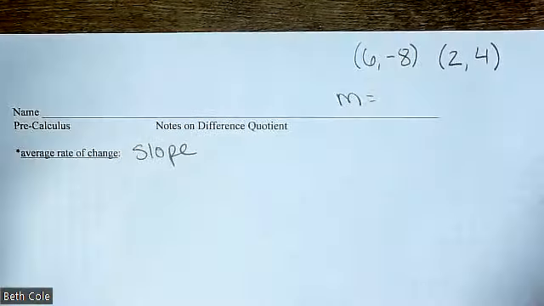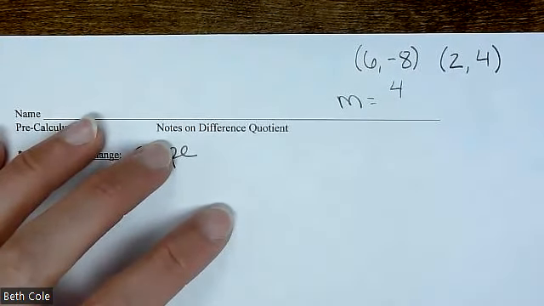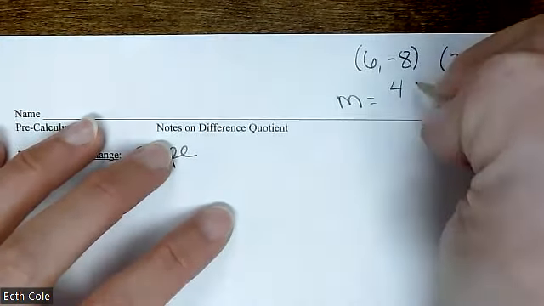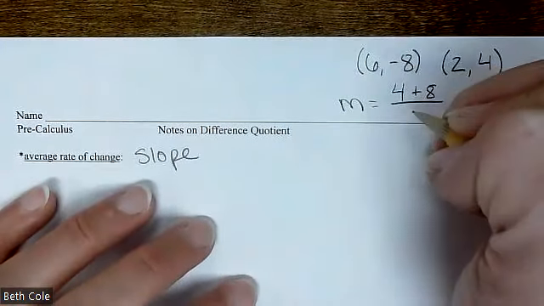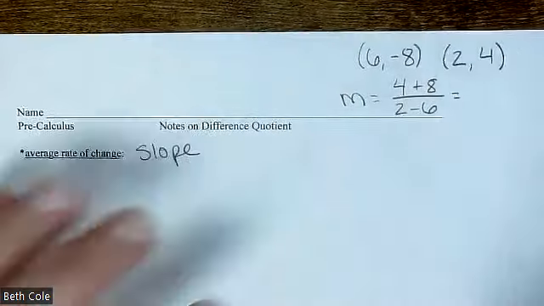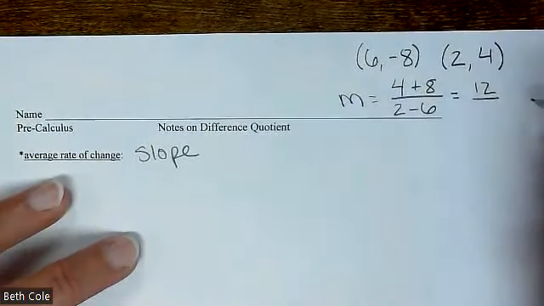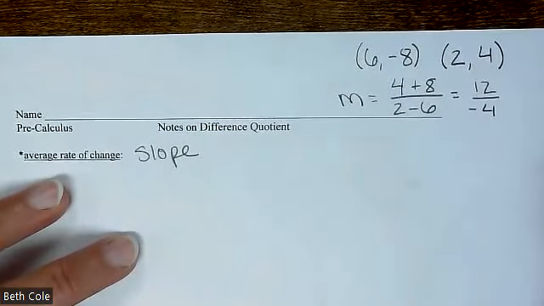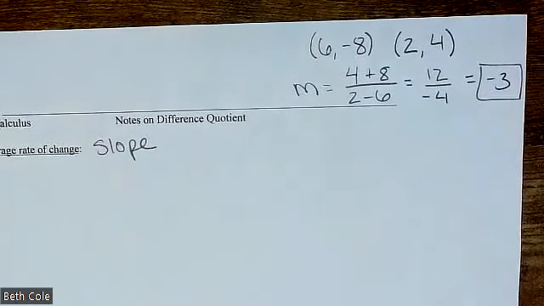So I'm going to put the 4 first. It actually doesn't matter, but it will be 4 minus negative 8. So it'll be plus 8. And then in the denominator, you would have 2 minus 6. And then we're just going to work that out. So that would be 12 over negative 4. So negative 3. And what that means is if I made you graph the line, it would be down 3 over 1, down 3 over 1, down 3 over 1.